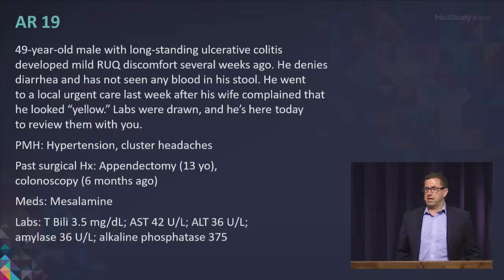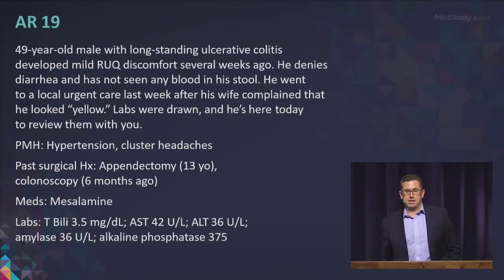49-year-old male with longstanding UC developed mild right upper quadrant discomfort several weeks ago. He denies diarrhea and has not seen any blood in his stool. He went to a local urgent care because his wife said he looked yellow. Labs were drawn, and he's here today to review it with you. And you can see here that his bilirubin is elevated, as is his alkaline phosphatase.